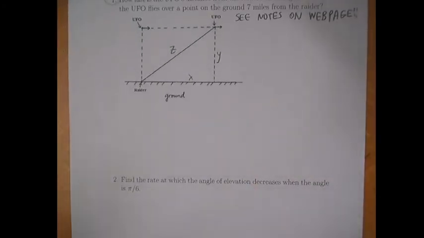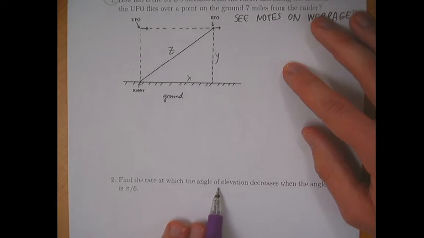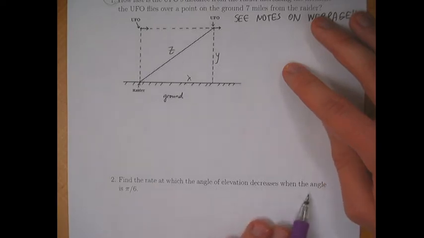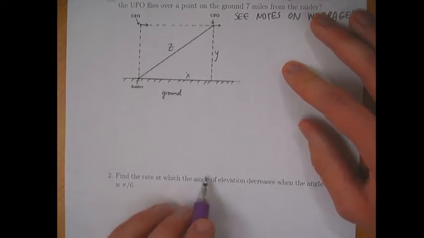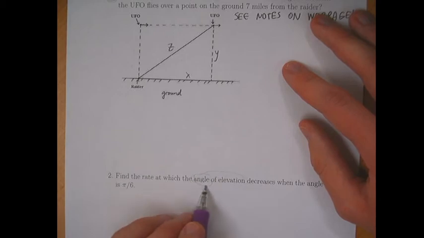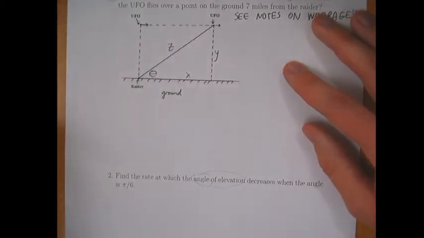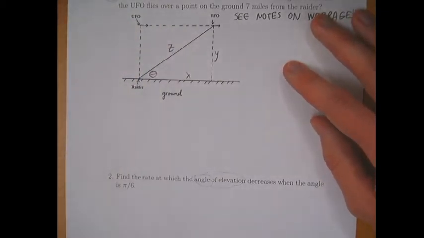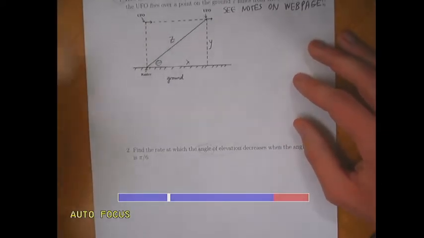So with part 2, this one's actually a bit different, because now, if you look at the rate, we have to figure out the rate at which the angle of elevation decreases when the angle is pi over 6. So in this case, we actually do have to deal with an angle here. Since it's the angle of elevation, we have to deal with this angle theta as per the setup in the beginning of class. As we established there, we have to be a bit careful.